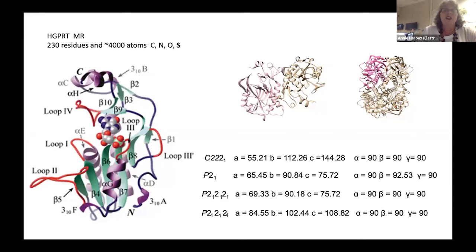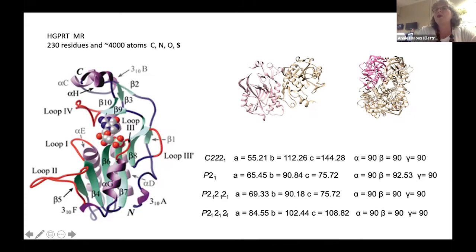So, this is just an example of a protein that I worked on. You have a monomer here, and it has 230 residues. You can see all the flexible loops that you have here. And this part here, the hood, is actually opening and closing, and it can rotate a little bit. It accounts for about a third of the atoms in there.